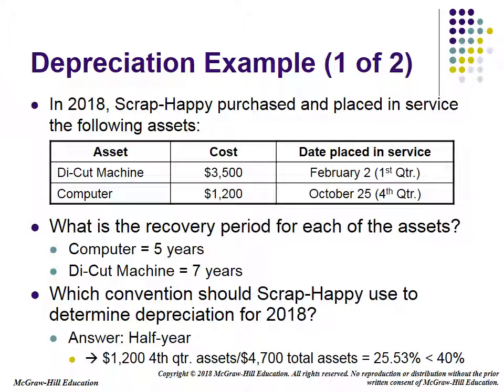So let's take a look at an example. In 2018, Scrap Happy purchased and placed in service the following assets: a die cut machine for $3,500 purchased in the first quarter, and a computer purchased in the fourth quarter for $1,200. The recovery period for each of the assets: the computer is a 5-year recovery, the die cut machine a 7-year recovery. Which convention should Scrap Happy use to determine depreciation?